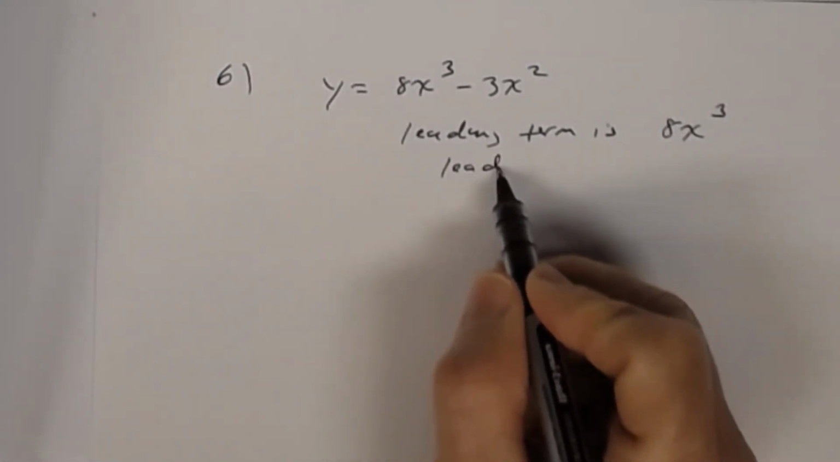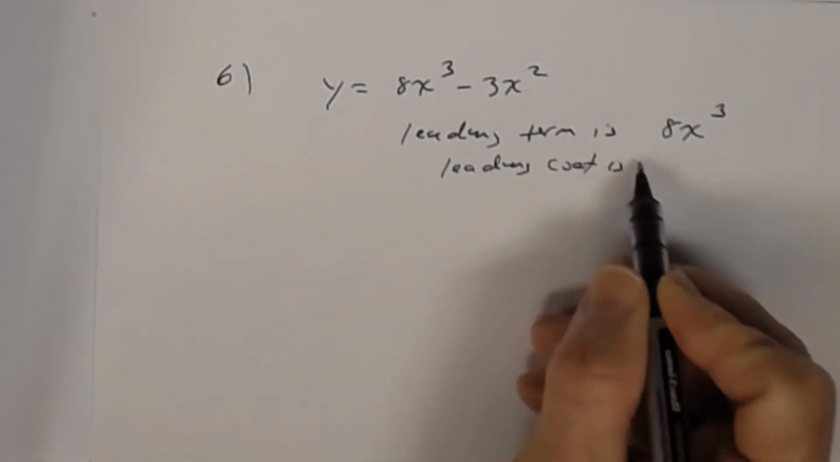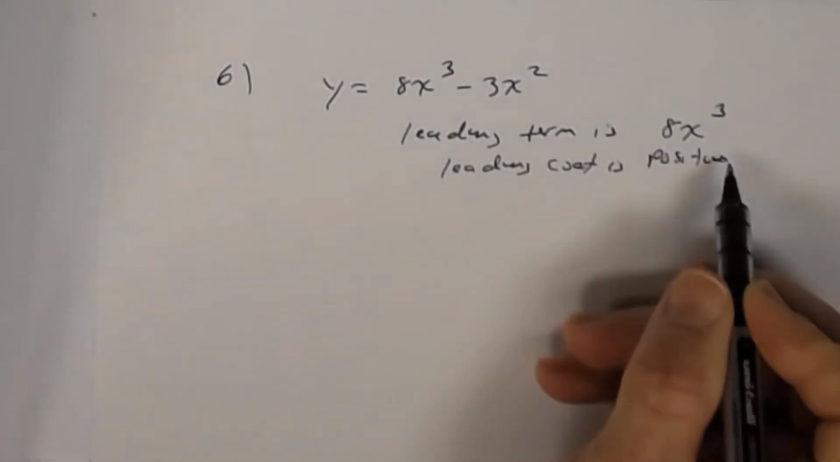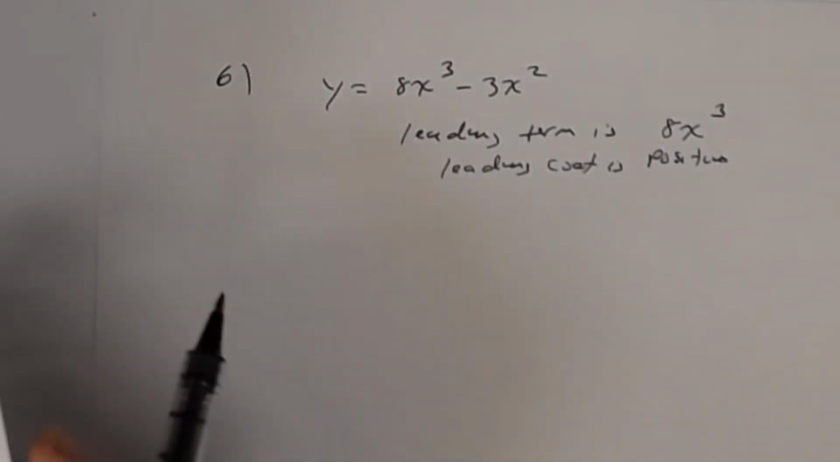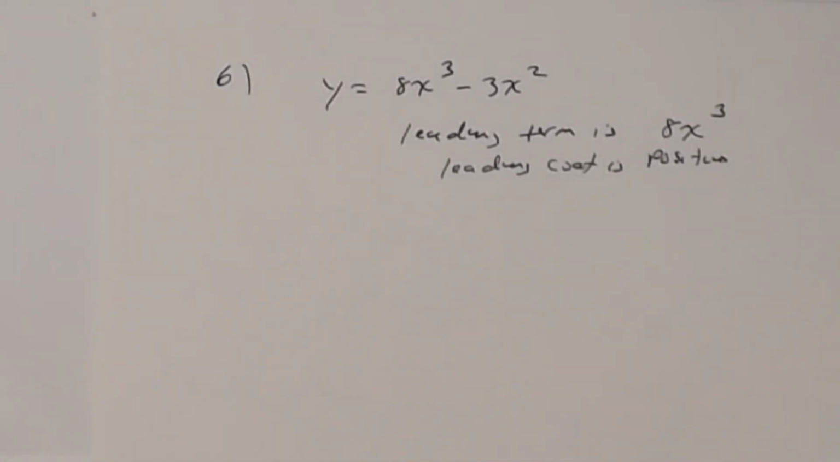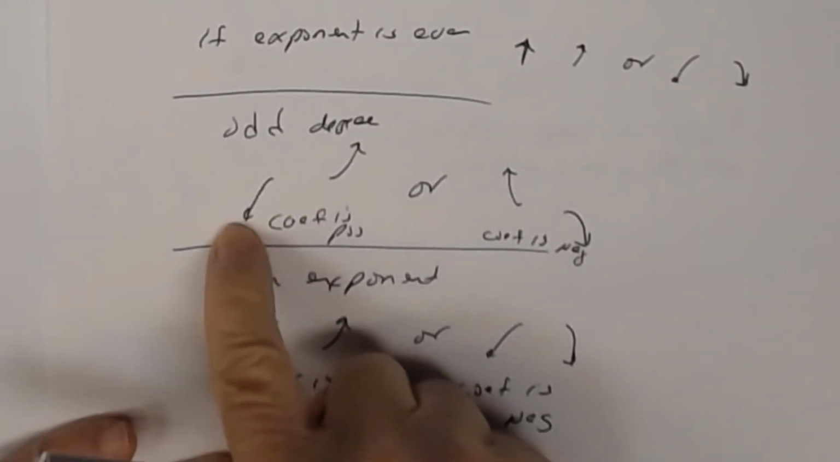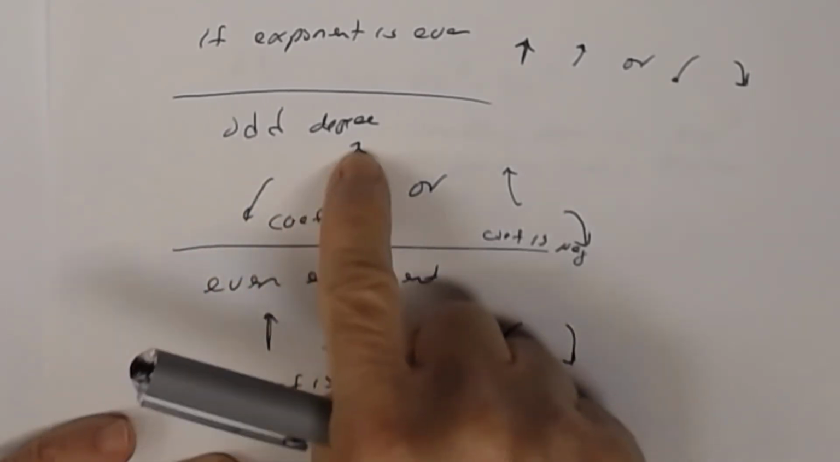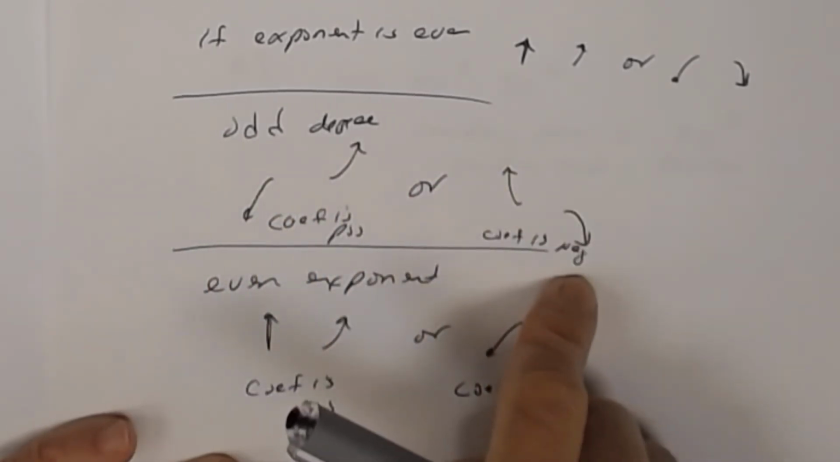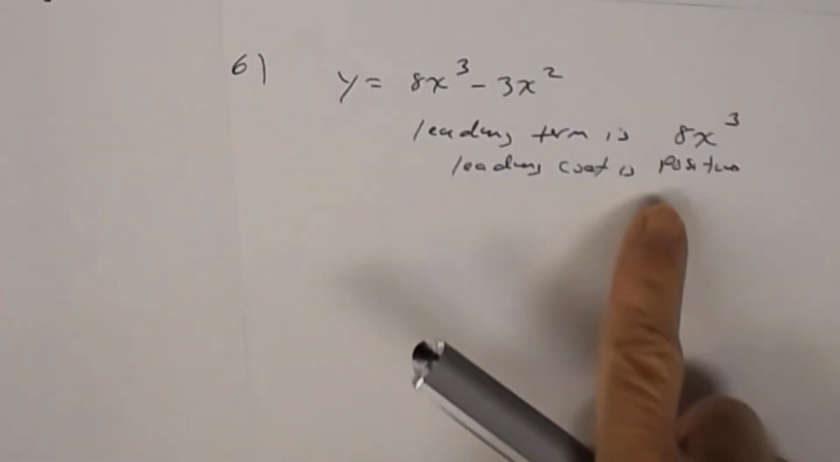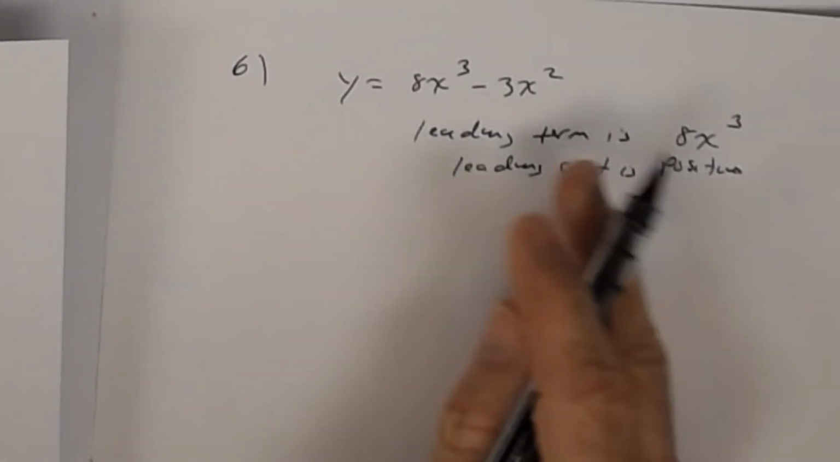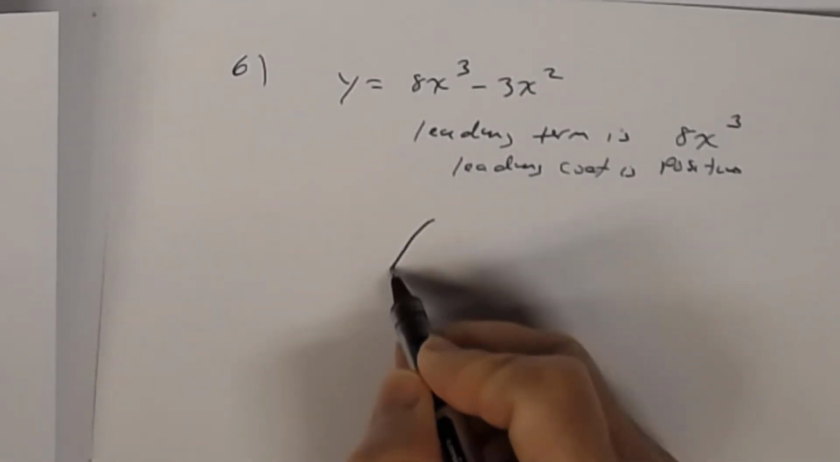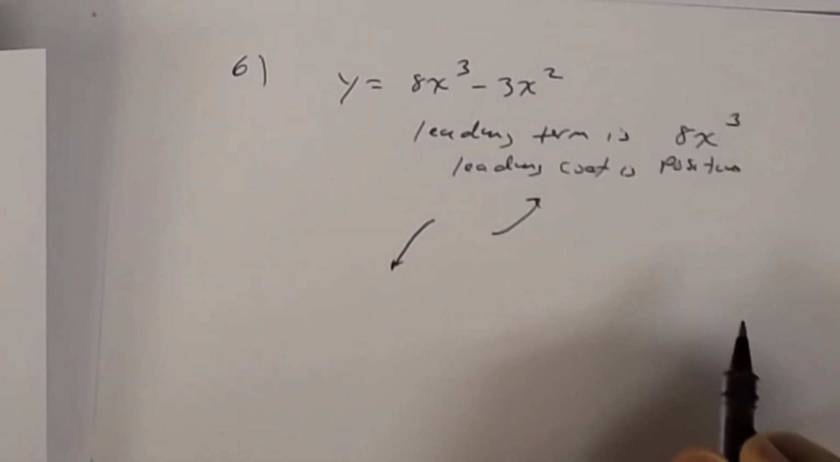The leading coefficient is positive. Since the exponent is odd, let me remind you, it's going to do one of these: left going down and right going up, or left going up and right going down. Since the leading coefficient is positive, it's going to be this one. Whatever the graph looks like, on the left side it's going to be pointing down, and on the right side it's going to be pointing up.